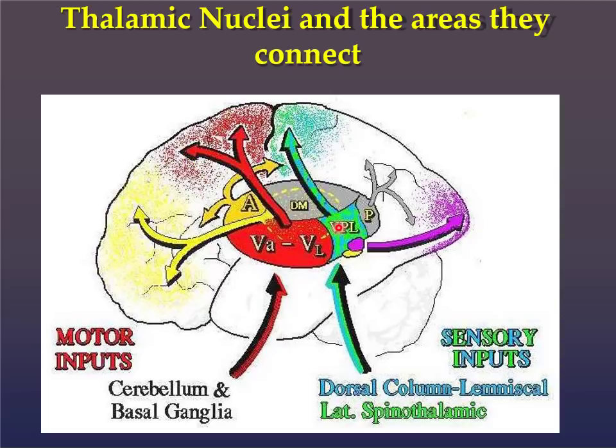We see the ventral posterior lateral and ventral posterior medial nuclei. They receive strong somatosensory input from the dorsal column lemniscal pathway and from the lateral spinothalamic pathway, and send their outputs to the parietal lobe, postcentral gyrus. At the back of the thalamus, we see the lateral geniculate nucleus in purple, which sends its fibers out to the visual cortex. And then we see the pulvinar nucleus, which is an association nucleus, which sends its outputs to parietal and occipital cortex.